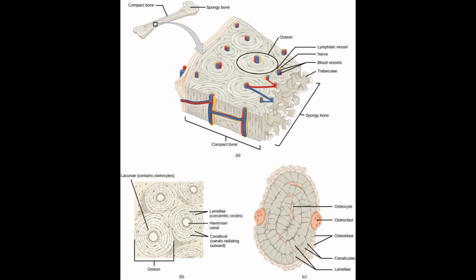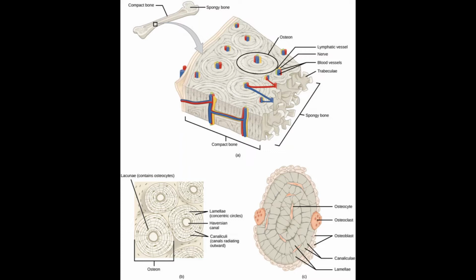In some bones, the trabecular spaces are filled with red marrow, which produces blood cells. And when we talk about blood in the circulatory system, you'll find out that that is remade every 120 days, but we will delve into that later.